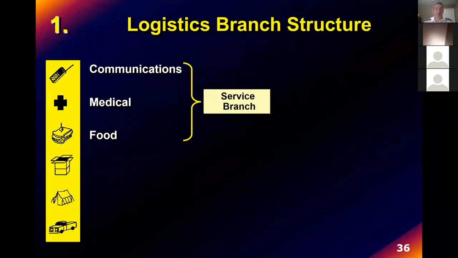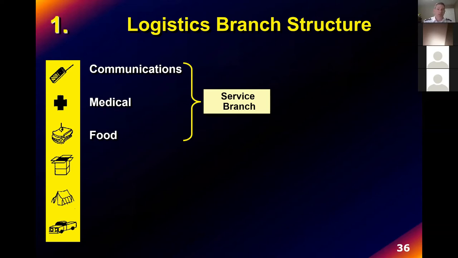And typically that medical branch is not going to be the ones responsible for victims. We're talking about responders in this case. And food, again, we need to eat. And when an emergency scene takes a long period of time, we're going to need to find a way to get resources and food to the personnel working out there.